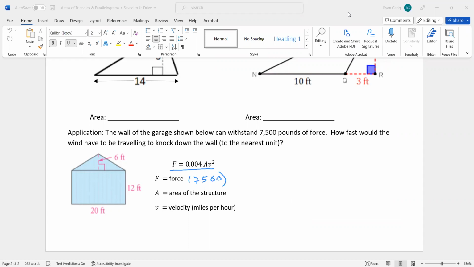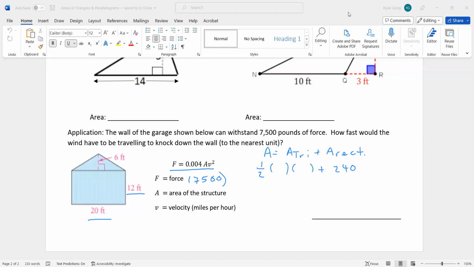Okay. We need to find the area though. So we have enough information to find the area. The area of the shape is equal to the area of the triangle plus the area of the rectangle. The rectangle should be pretty easy. It's just 12 times 20. So the area of the rectangle, I'm just going to put is 240. If you're not sure, put a question mark there and ask me in class, but it's just length times width or base times height. The triangle is 1/2 base times height.